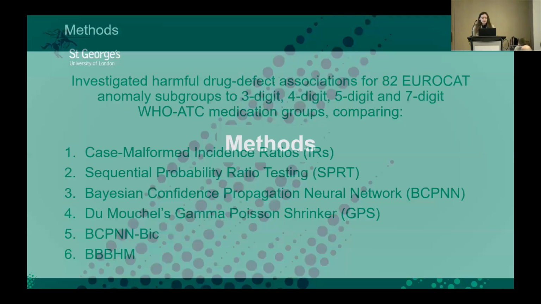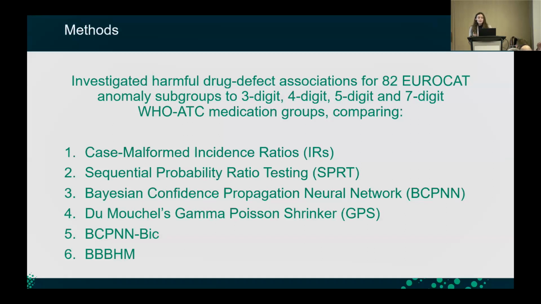So what did we do? We investigated harmful drug defect associations for 82 EuroCat anomaly subgroups to 3-digit, 4-digit, 5-digit, and 7-digit WHO ATC medication groups, comparing these 6 methods.